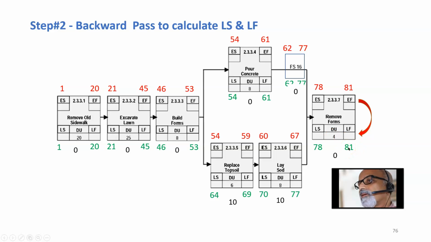Or it is 81, 80, 79, 78. So here we get 78. Or it is 81 minus 4 plus 1, which is nothing but 81 minus 3, that is 78. So if this is 78, this is 77. If this is 77, 77 minus 8 plus 1, that is 70. And if this is 70, this is 69. And this is 69, this is 69 minus 6 plus 1. So that is 64.